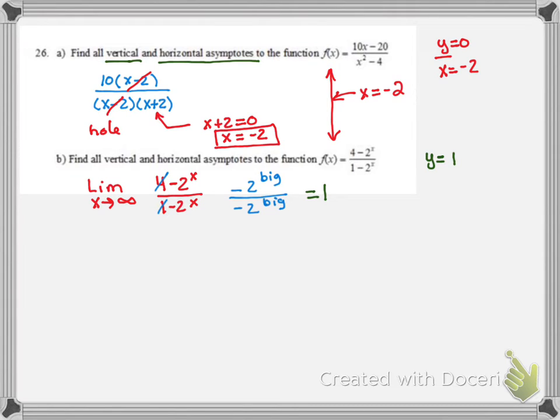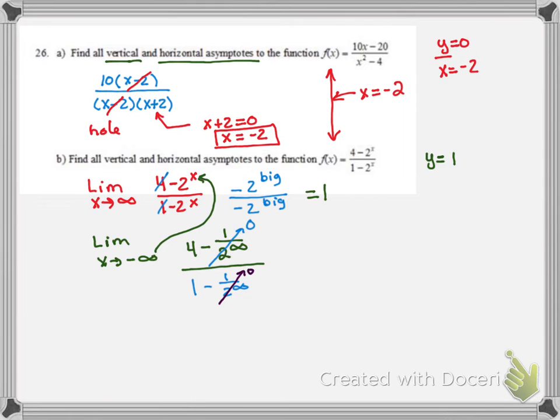Now I'll repeat the process at the limit as x approaches negative infinity. And now the 4 and the 1 matter because I have negative 1 over 2 to the positive infinity. When I plug that negative exponent in, it turns me into a fraction. And of course this whole term is small over big and goes to 0. Similarly, I have 1 minus 1 over 2 to the infinity. This goes to 0. And so I have another horizontal asymptote at 4 over 1, or 4.